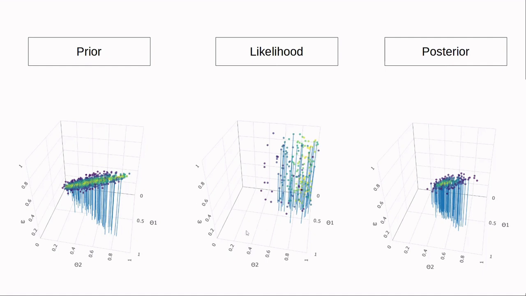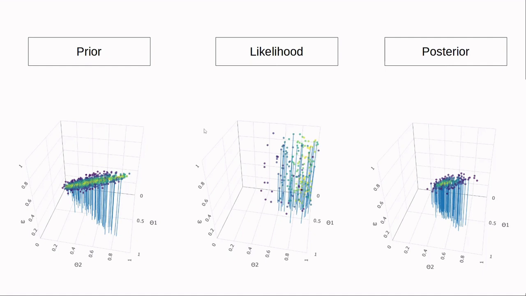And again, in the prior, there was not this direct association. The prior didn't directly say that θ1 and θ2 need to be associated or agreeing, but they indirectly need to agree because they're both related to omega in the same way.